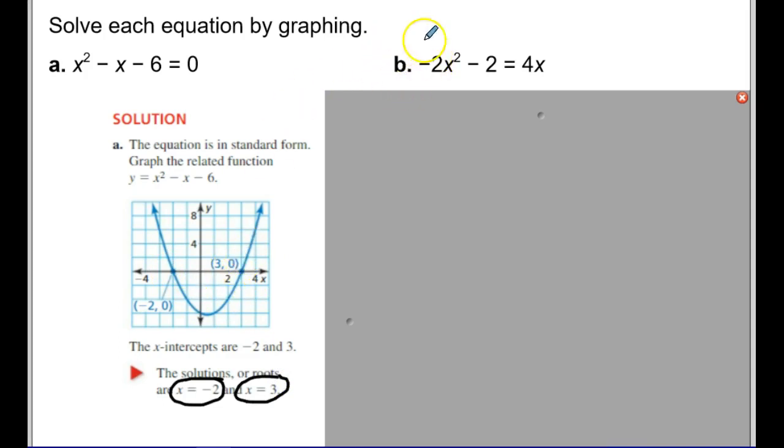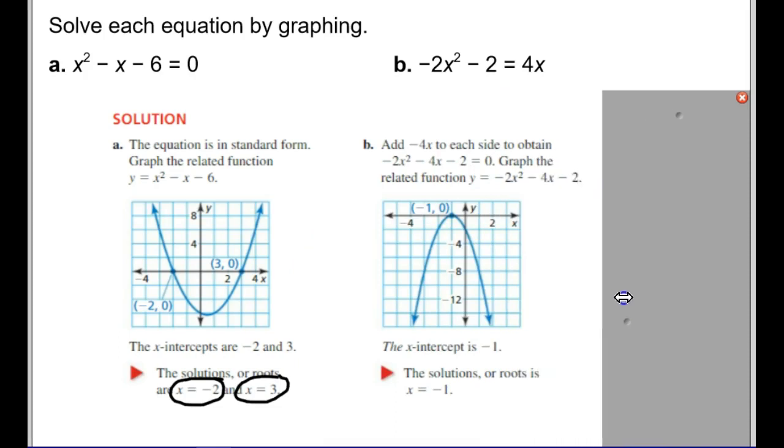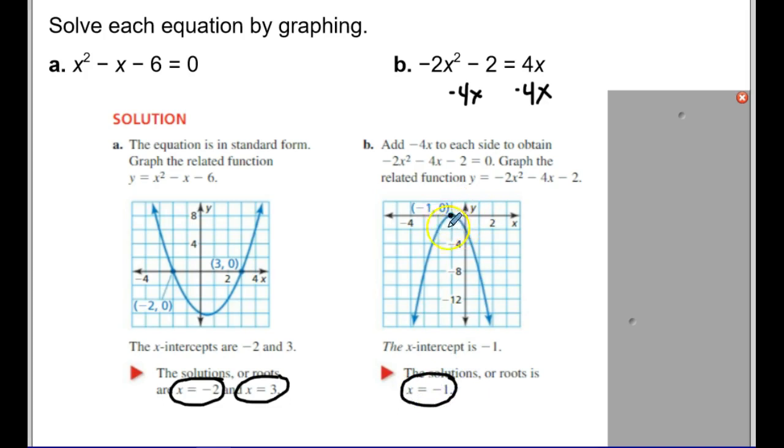Now here I have the second problem: -2x squared minus 2 equals 4x. The first thing I need to do when I'm graphing this one is get this in standard form, so I need to get everything to one side. I subtract that 4x from both sides, so I end up with -2x squared minus 4x minus 2 equals 0. Now that I have it equal to 0, I can graph it and solve it. Here I have a double root, and I see that this is a double root because my vertex is on my x-axis. So I have one solution here at x equals -1, and I can see that just by the graph.